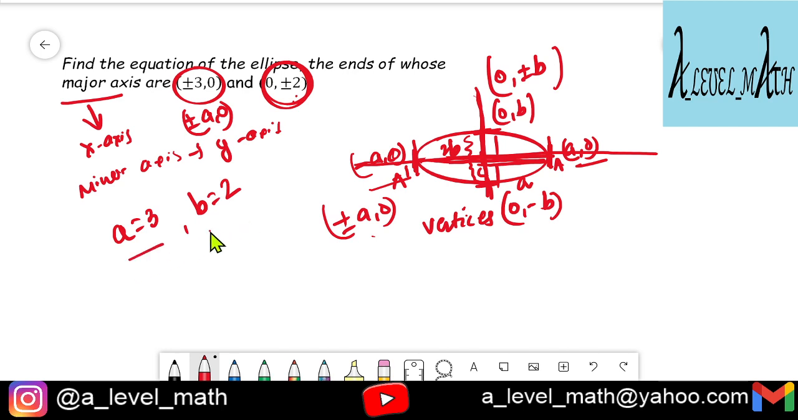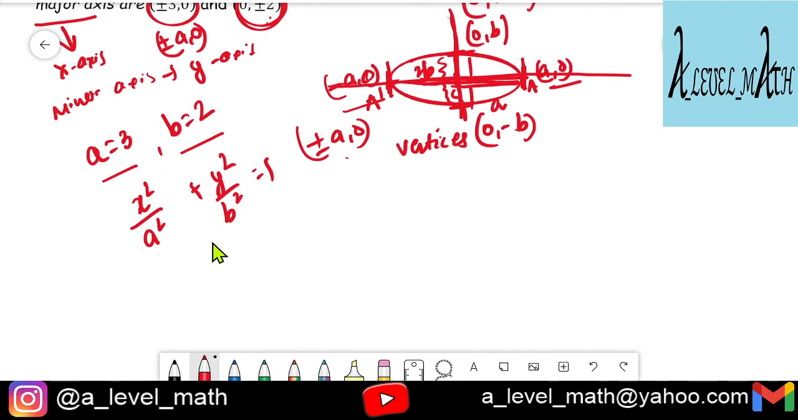I have the value of a, I have the value of b, so I can easily write down the equation x square by a square plus y square by b square is equal to 1. So just plug in the values of a and b and you will be getting the equation of your ellipse. So x squared by 9 plus y squared by 4 is equal to 1.